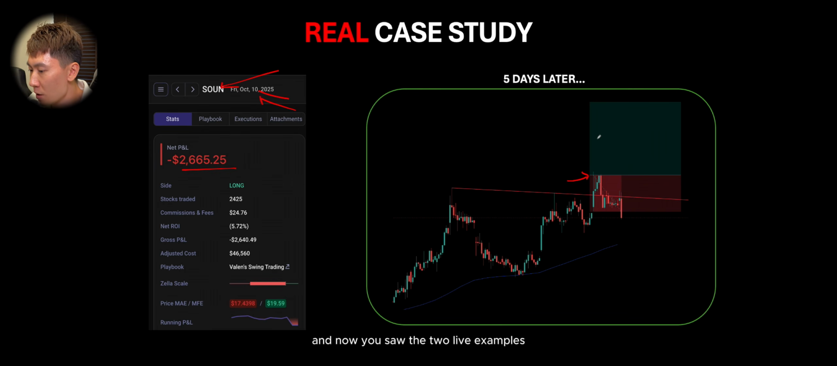And now you saw the two live examples that caused me to lose more than $5,000 simply because we did not wait for the candlestick to close.